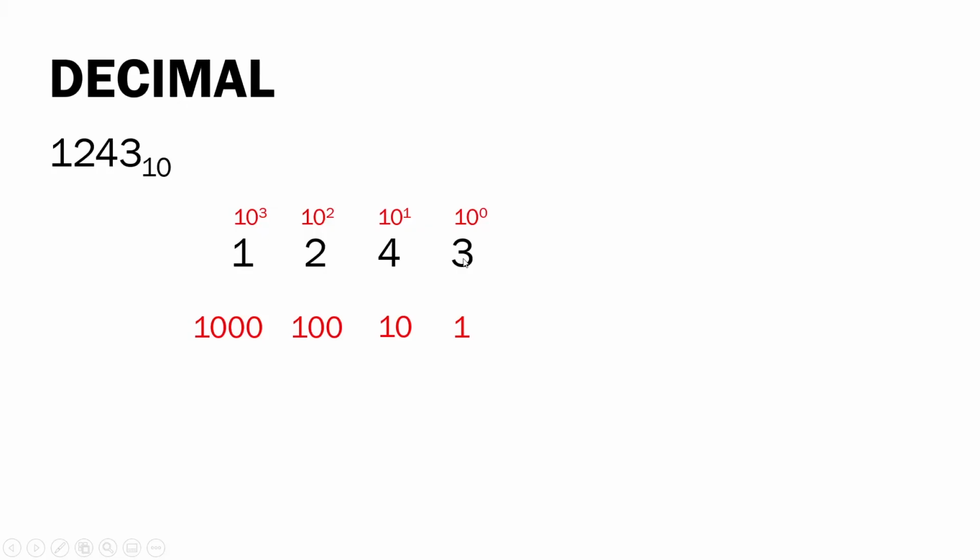So 3 times 1 is equal to 3. 4 times 10 is equal to 40. 2 times 100 is equal to 200. And 1 times 1000 is equivalent to 1000. So to get the sum, we'll add this one. 1000 plus 200 is 1200, plus 40 is 1240, plus 3 is equal to 1243. So we still get the same value, 1243, by using the increasing power of 10.